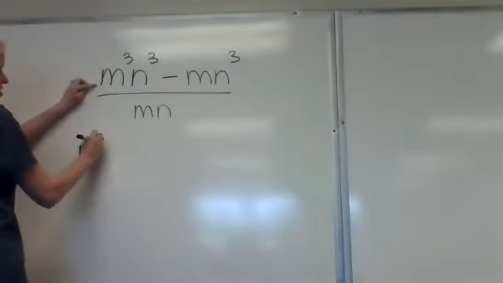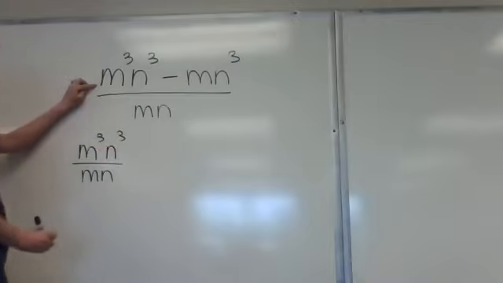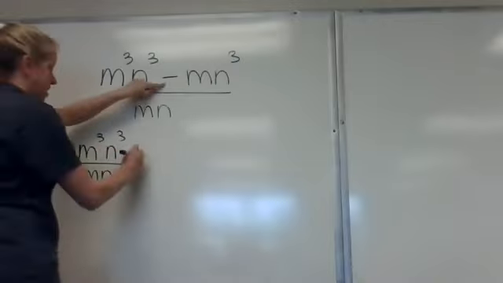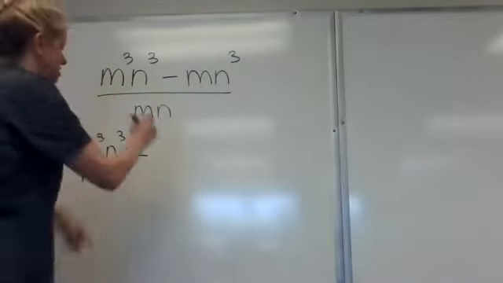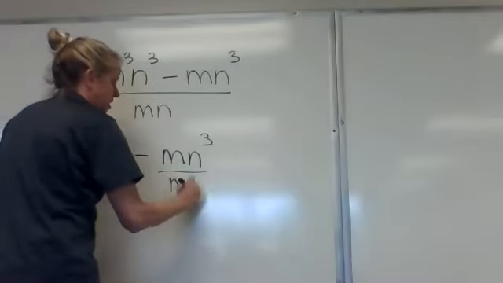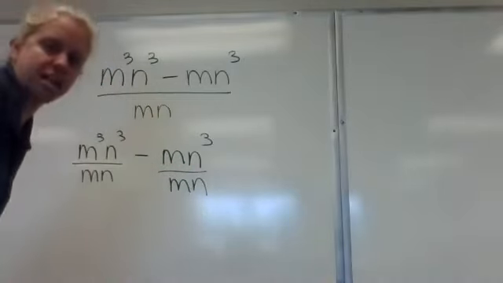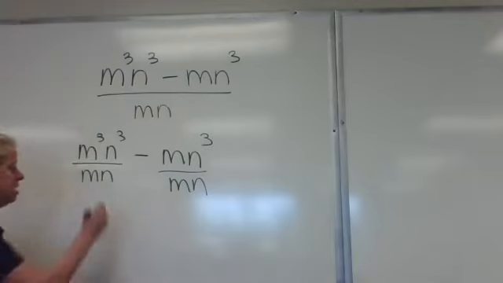So I'll have m to the third, n to the third over mn. Then the minus, and then this one, m n to the third over mn. So I just separated them and made them each their own fractions. So now, remember, all I have to do is, if I'm dividing, I'm subtracting exponents. And remember, if there's not an exponent, it's a 1.